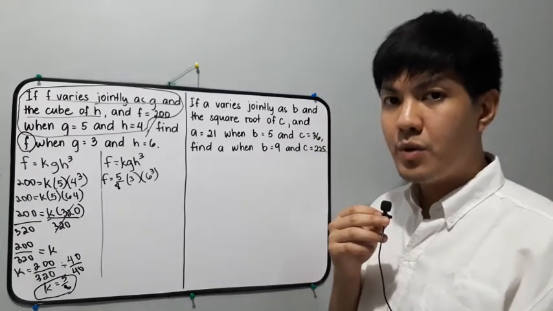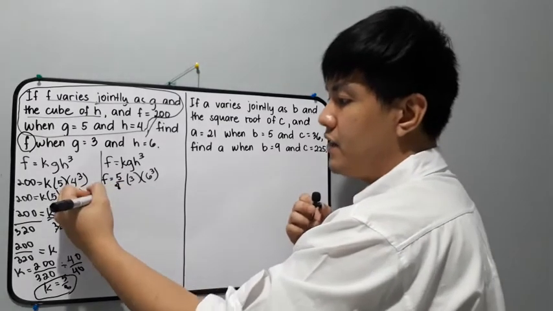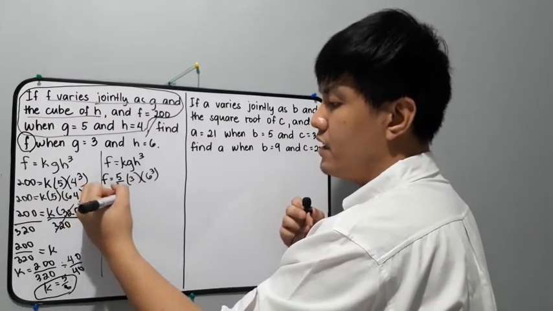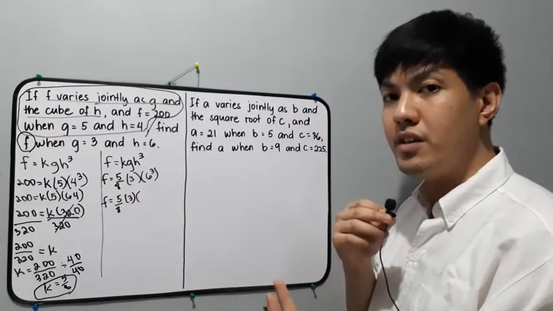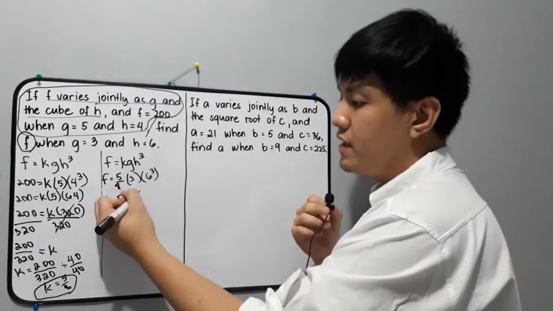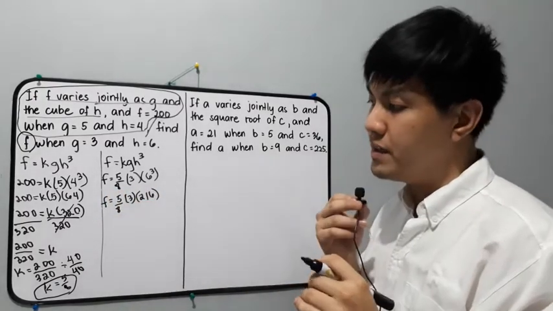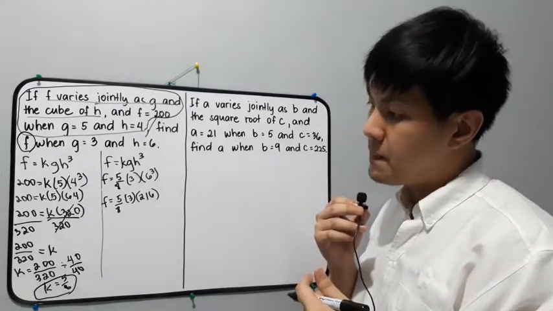So after that, we're going to simplify first the exponent. We have here f is equal to 5 over 8 times 3. And then 6 raised to 3 is 216. So if we're going to check that, that will be 6 times 6 and then multiply it again by 6.